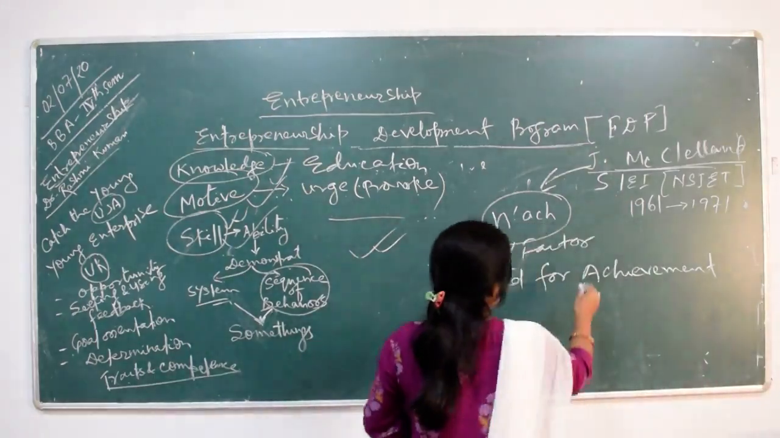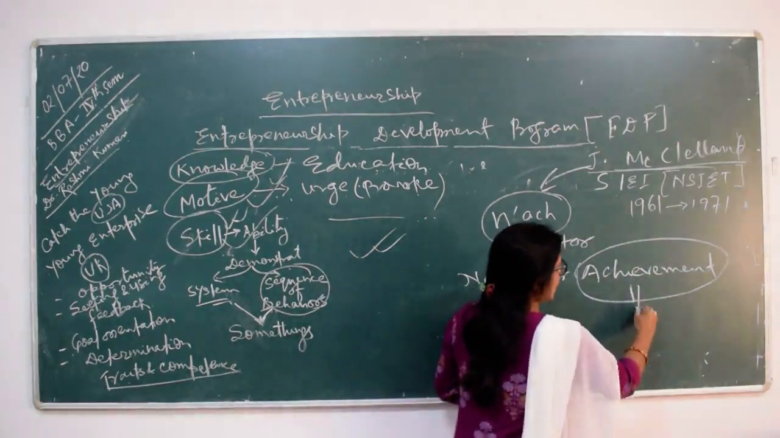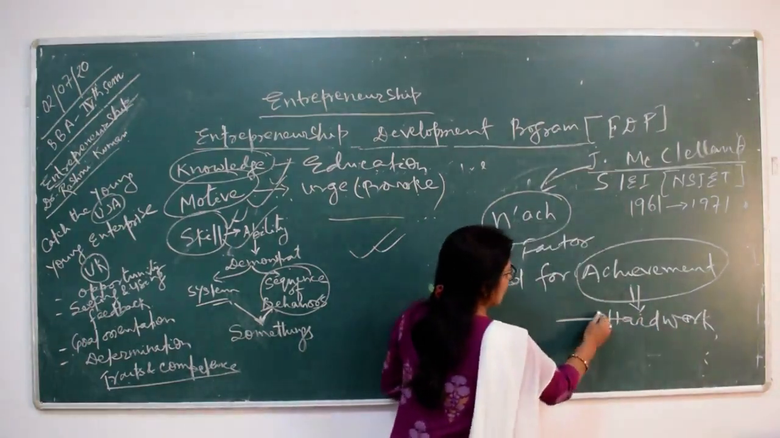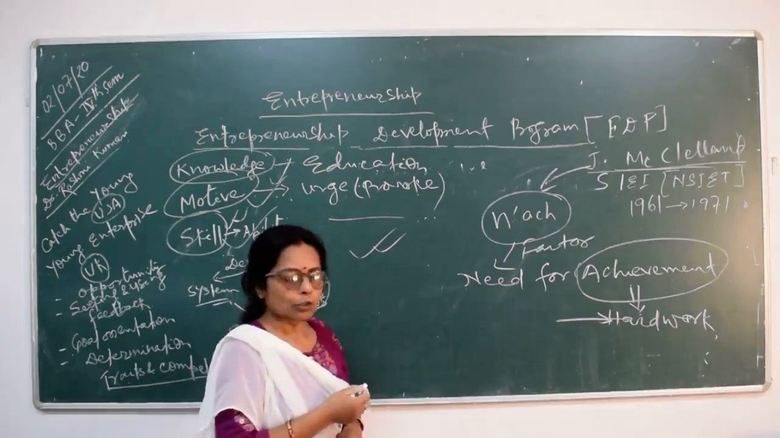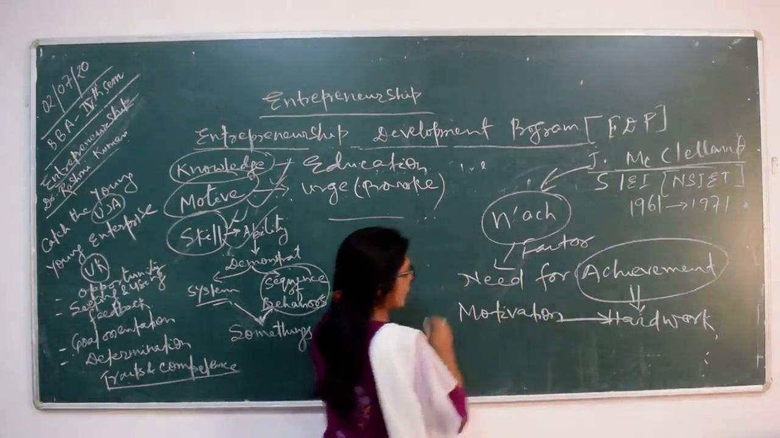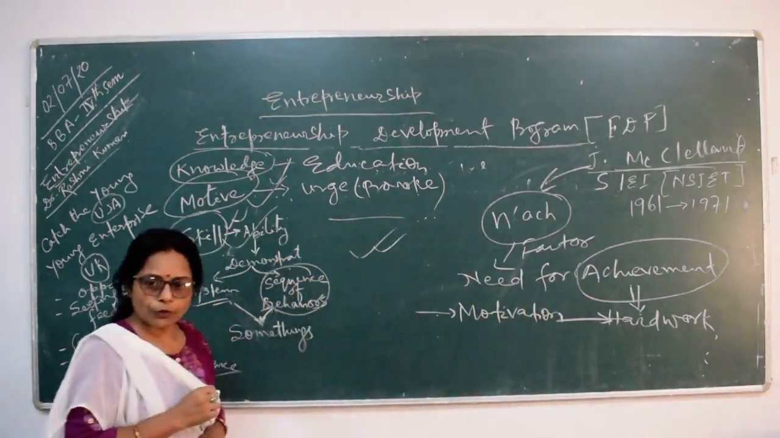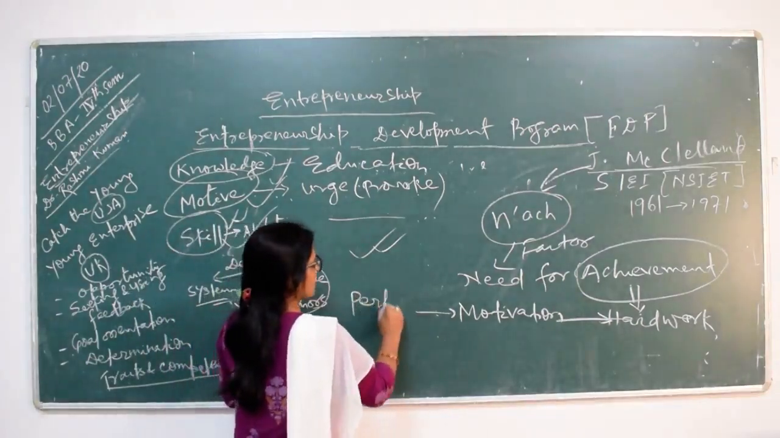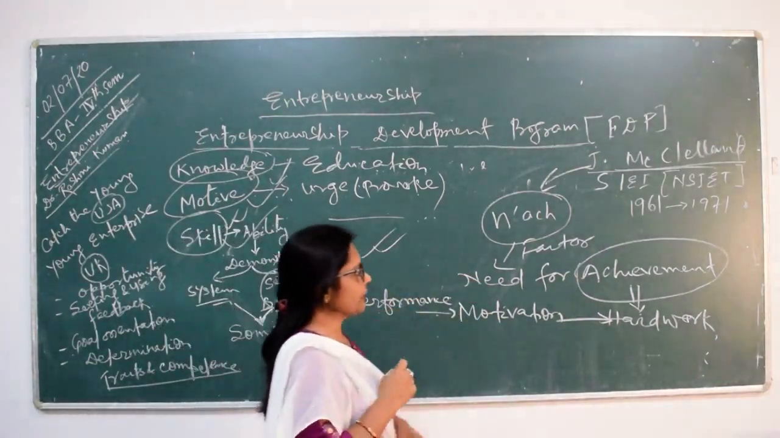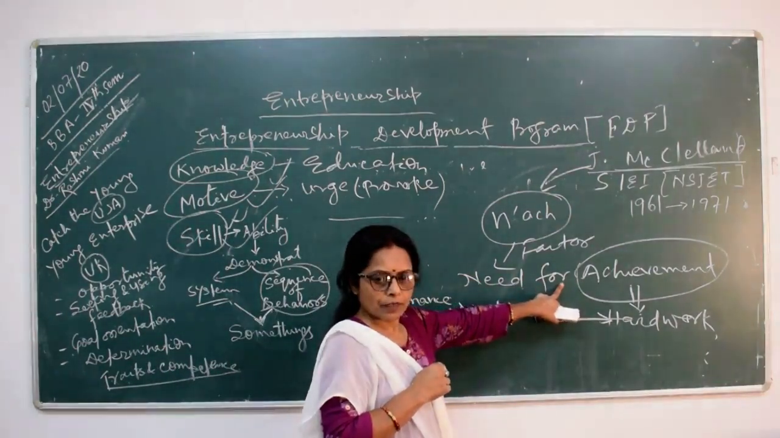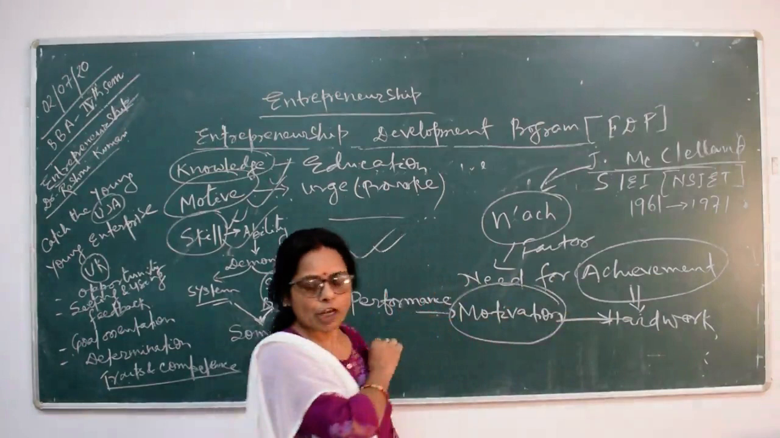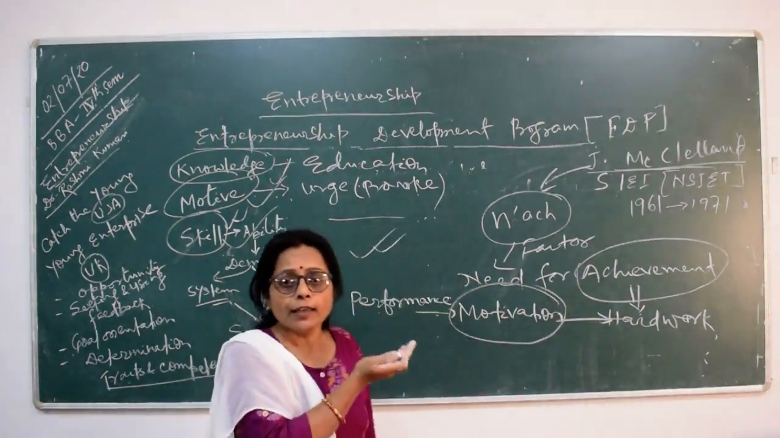Okay, and what is achievement? That is hard work. And hard work is completed when and how? Through motivation. And such motivation gives the output in the form of performance. So on the whole, we are saying that this need for achievement rotates around motivation, and motivation originates from what? That is the motive.